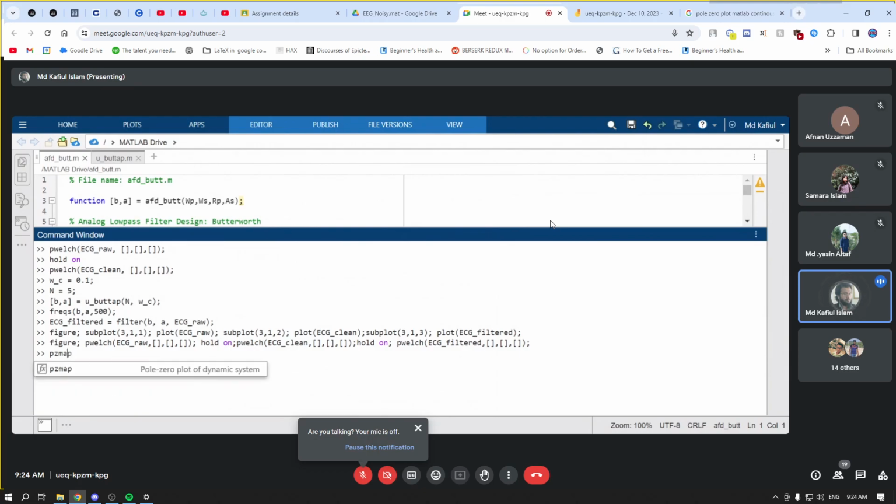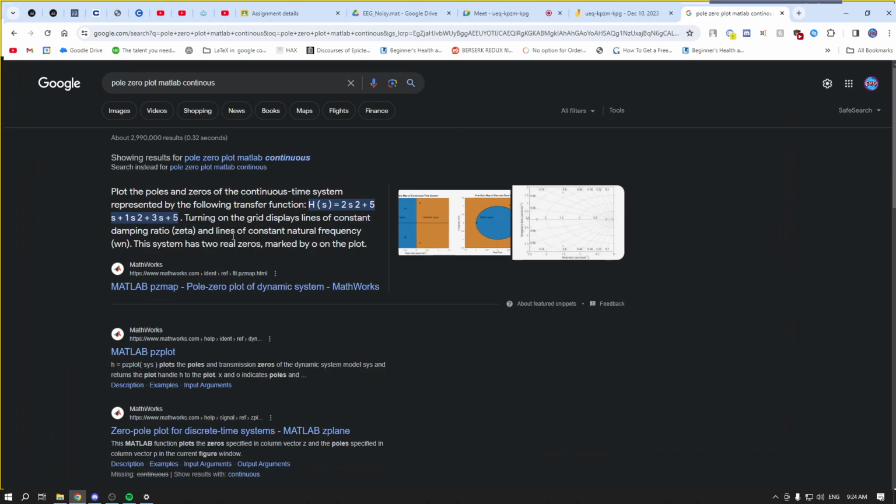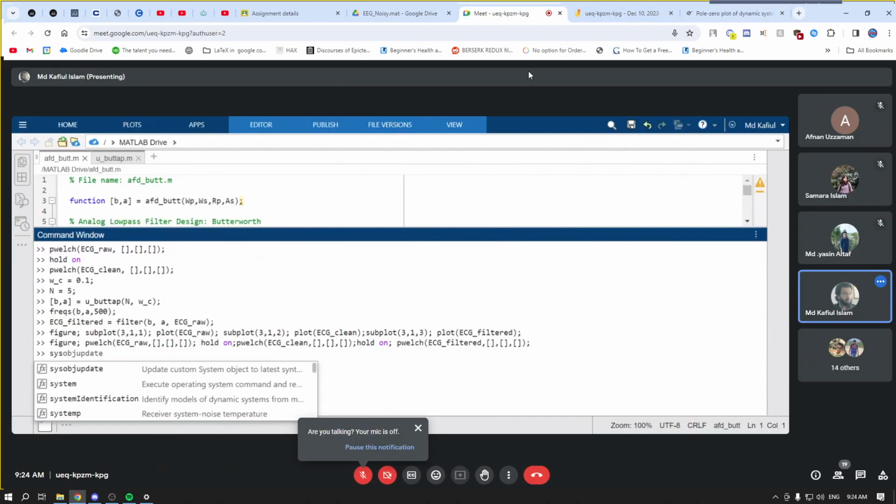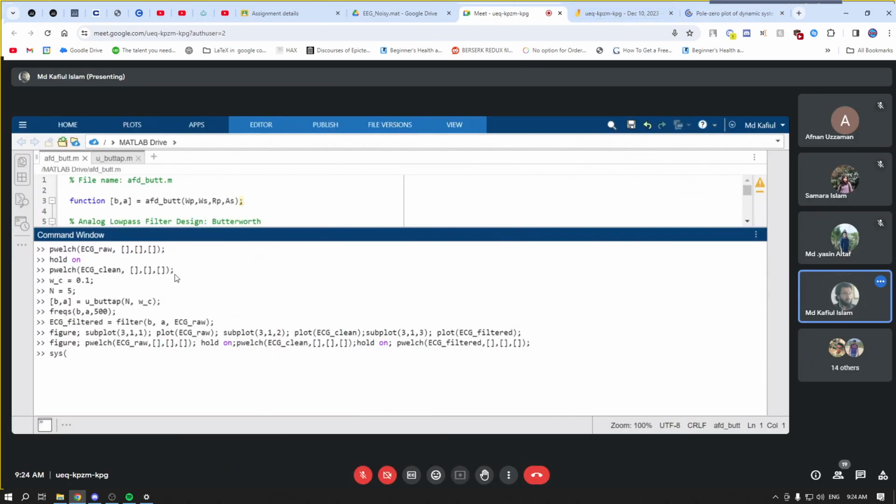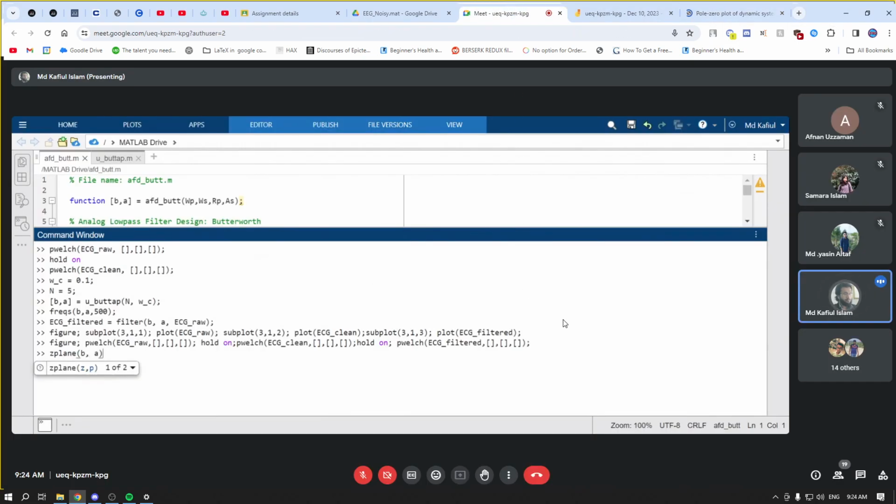It requires the system. I don't think we can use the Z plane. But let's try with the B and A coefficients. Let's try this.